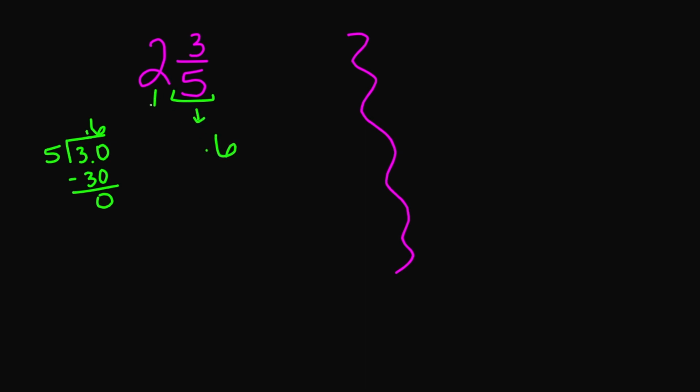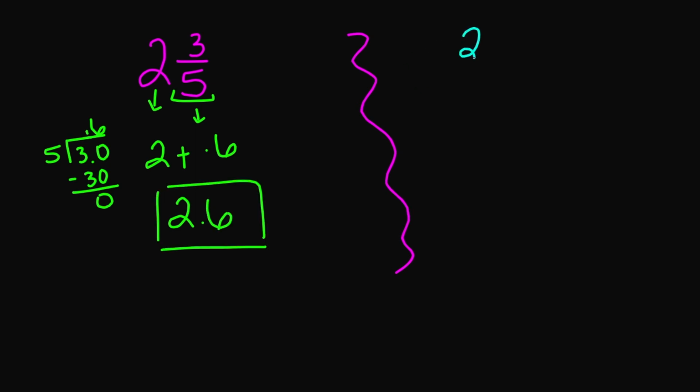However, I do have a 2 that I need to include in my answer. So 2 plus 0.6 is going to give you 2.6. So now let's look here. Let's say I started with 2.6 and I needed to convert this into a mixed number. So remember, your 6 here is in the tens place. So this is going to be 6 over 10. And I have my 2 here that I need to bring down and include in my answer. So this is going to be 2 and 6 over 10.